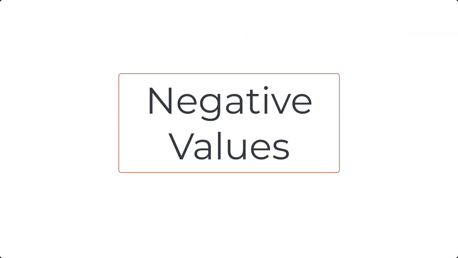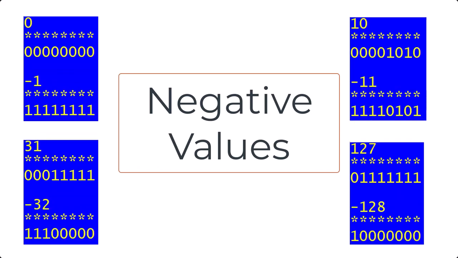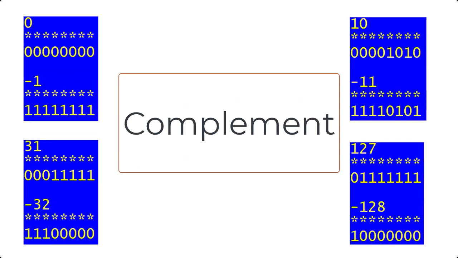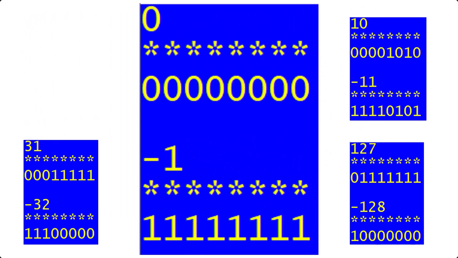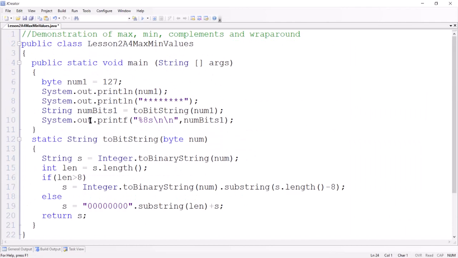Now let's talk about negative values. For every non-negative value, such as 0 or 1 or 2, 6, 10, 31, or 127, there is a corresponding negative value called a complement. The complement of a non-negative value is kind of like a mirror image of it, an inverse value. The complement of 0 is negative 1. Imagine a boundary between 0 and negative 1. And as the values increase on one side, they decrease on the other. We'll uncover these next few code statements in our program to show this idea.